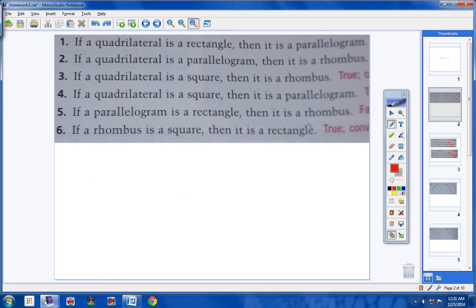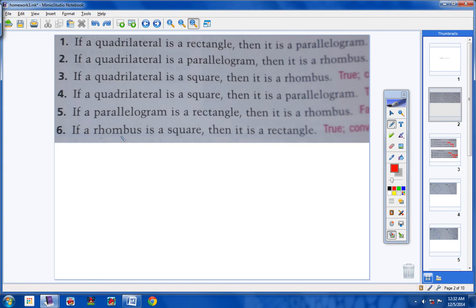Now, if I have a rhombus, then I have a rectangle. No, it's not true. Not at all. Here's a rhombus, and it's not a rectangle. Okay, number 6. If a rhombus is a square, then it's a rectangle.